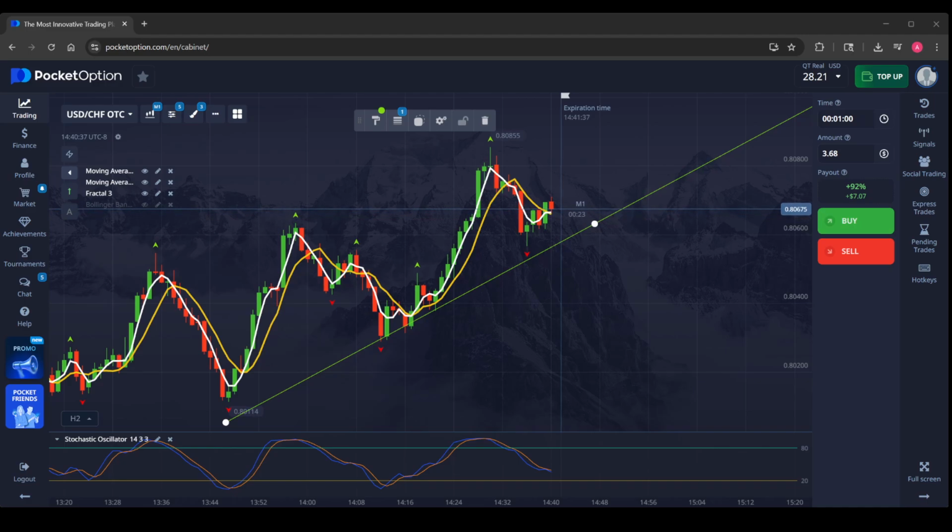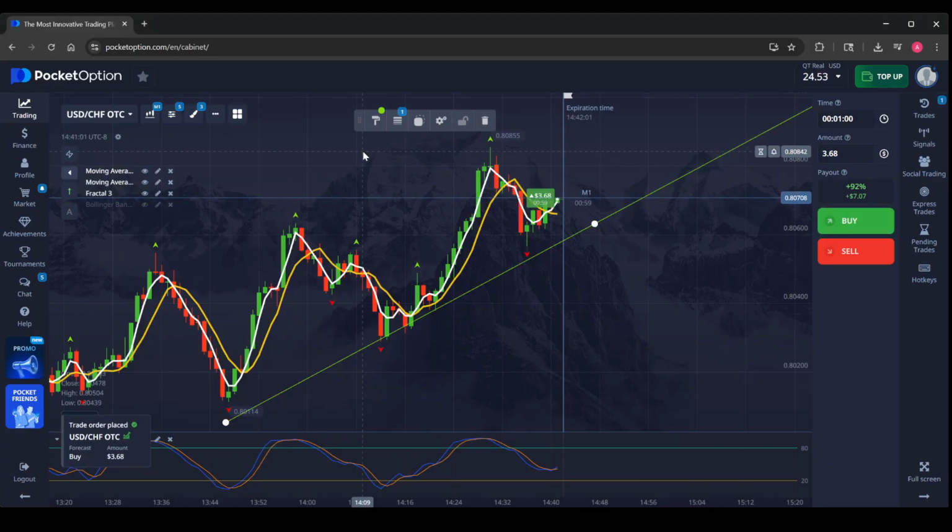Let's add a little bit of background. Okay, it's looking good. Let's give it a couple more seconds and then we will trade this. 2, 1. Alright, let's see which direction this goes.